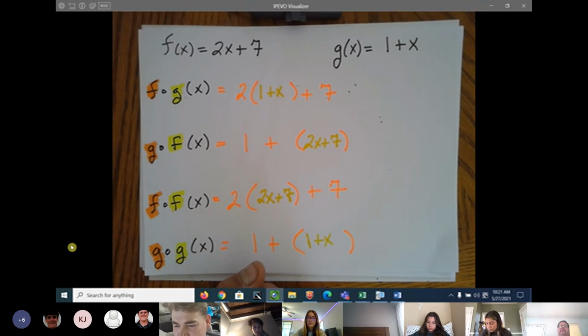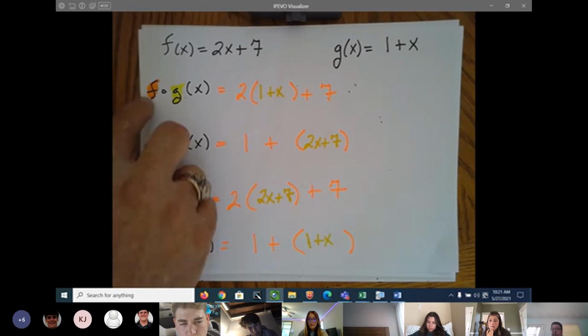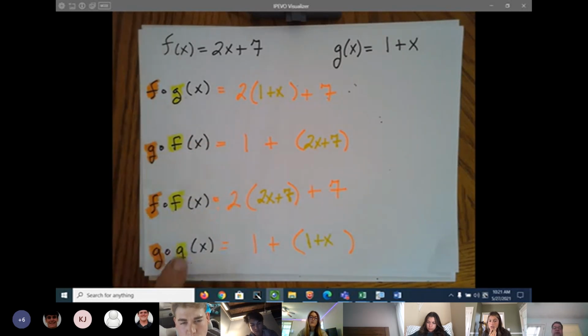Anybody want to volunteer if they've ever had problems with composition of functions before? Anybody? Yeah. Who was that? Mozell. You've had problems in the past with composition? Yes. Well, that's the way right here to uncluster it.